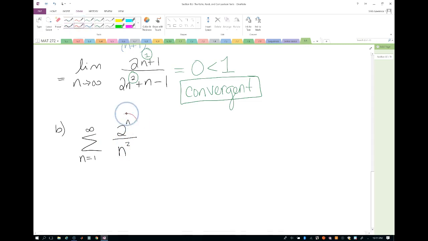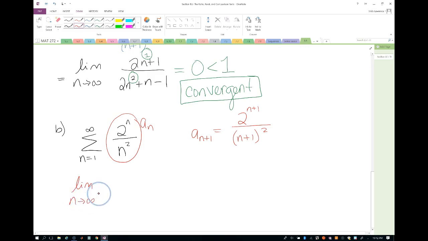So what we are given in the series is the a sub n. And we need to write out what a sub n plus 1 will look like. So all we have to do is go into a sub n and replace the n's with n plus 1's. So we'll have 2 to the n plus 1 over n plus 1 squared. And then the ratio test tells us to set up the fraction a sub n plus 1 over a sub n. We'll do as much algebra simplifying as we possibly can, and then we'll take the limit.